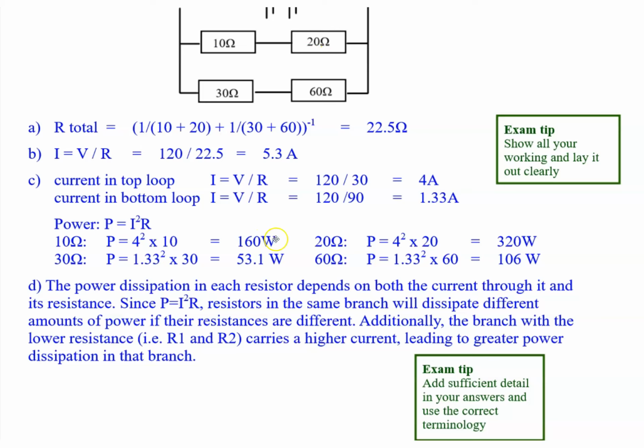Therefore, the greater power dissipation will be associated with the top loop and the top two resistors, because we've got a bigger current. Again, it's just talking through what we found. We found that the current was larger in the top. Therefore, because it's squared, the larger current is going to dominate. Therefore, the top loop and the resistors in the top loop will have the greater power dissipation. This is difficult because we're just putting into words what we've actually done in part C.